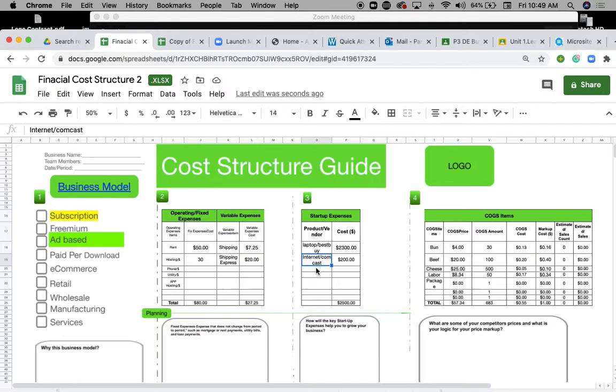All right. What else could be a startup expense? Printer. Good. Very good. So you put printer and you put where you're going to buy the printer from and how much it costs. This is important.